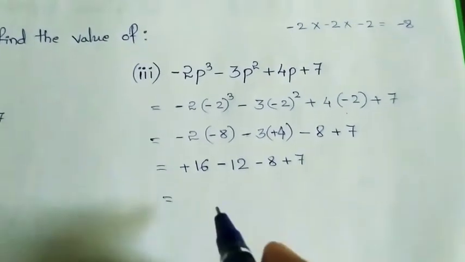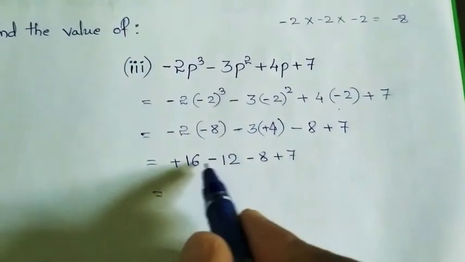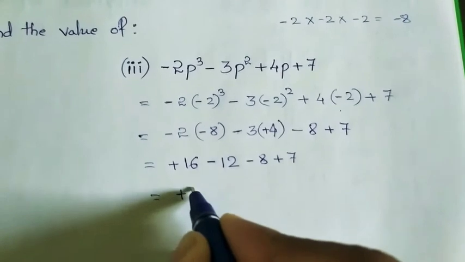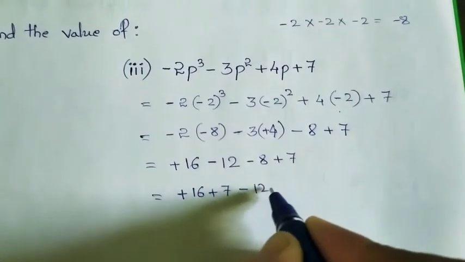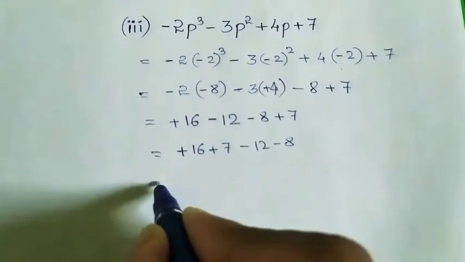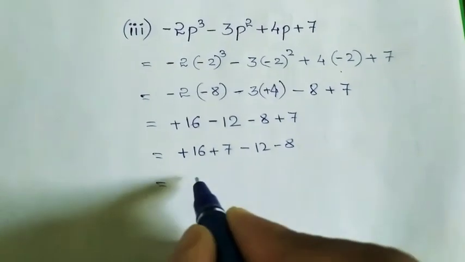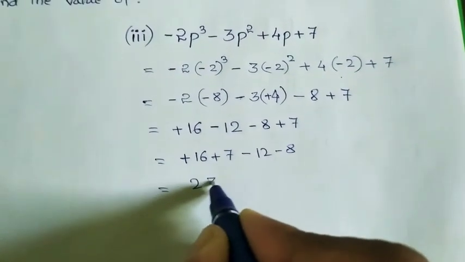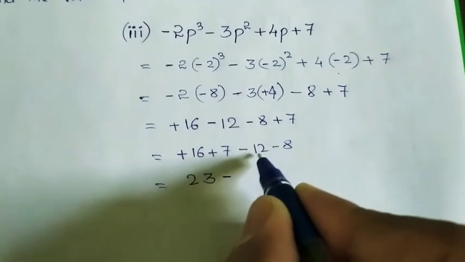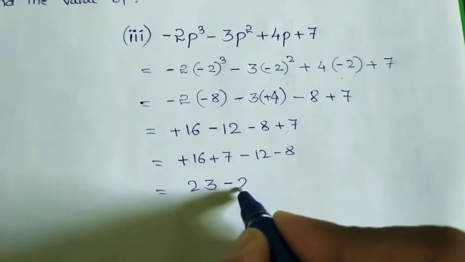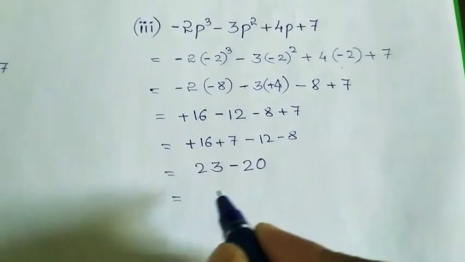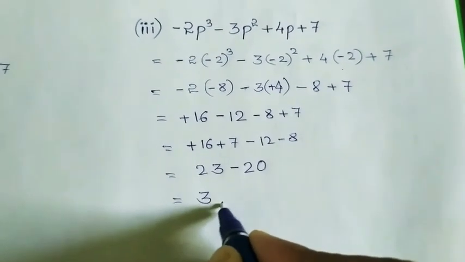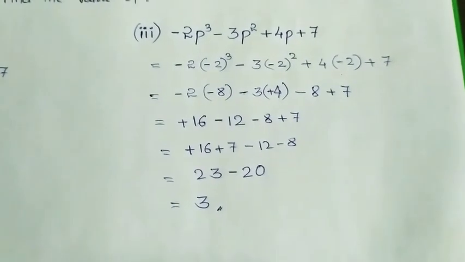First you can go with addition of the positive numbers. So plus 16 plus 7, minus 12 minus 8. Plus 16 plus 7, we will get here 23. Similarly minus 12 minus 8, we will get here minus 20. So 23 minus 20, it will be 3. So our answer will be 3.